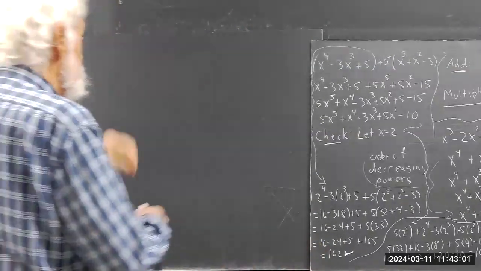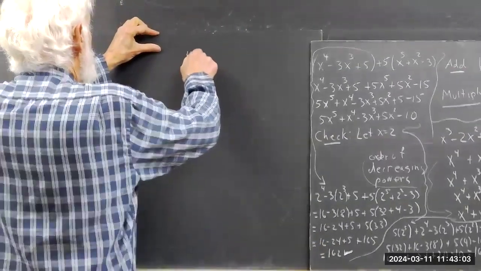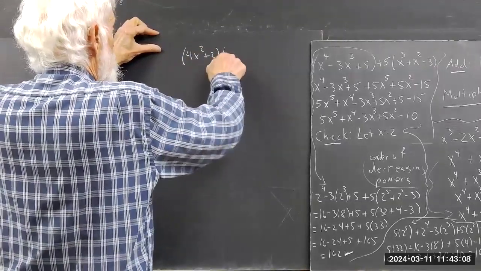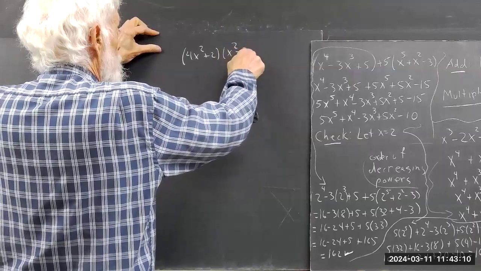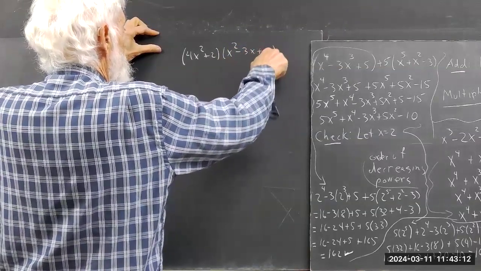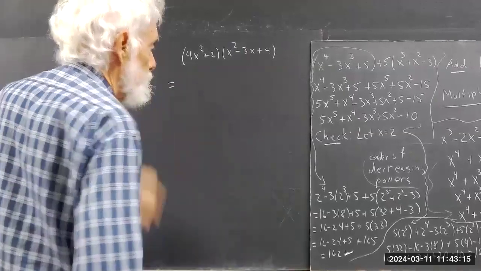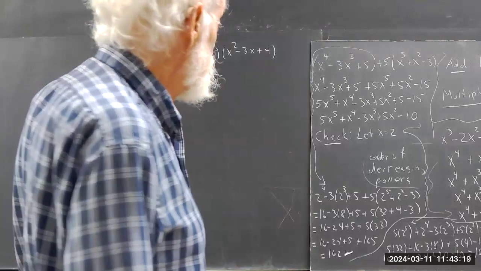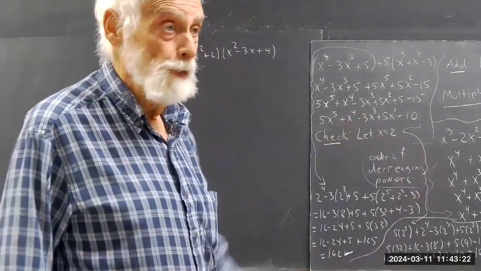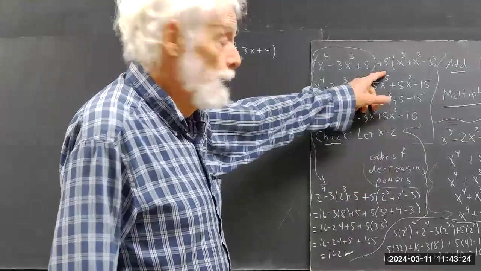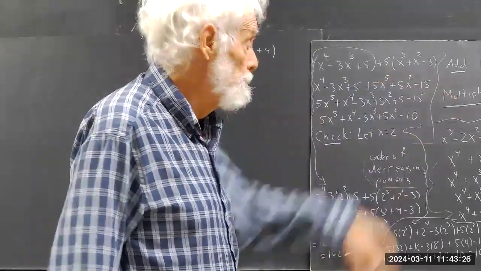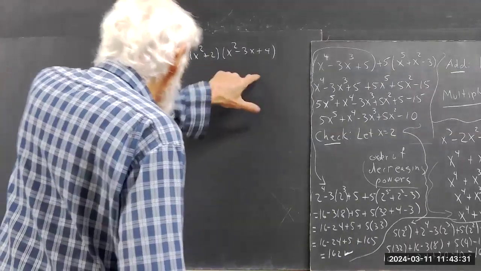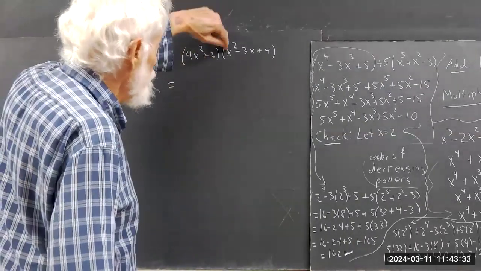Okay, now let's go to the second problem. We've got 4x squared plus 2 multiplied by x squared minus 3x plus 4. Now, by the distributive law, which we used on some of these problems, like when we multiplied the 5 by this expression, we're going to have to multiply 4x plus 2 by everything in here.